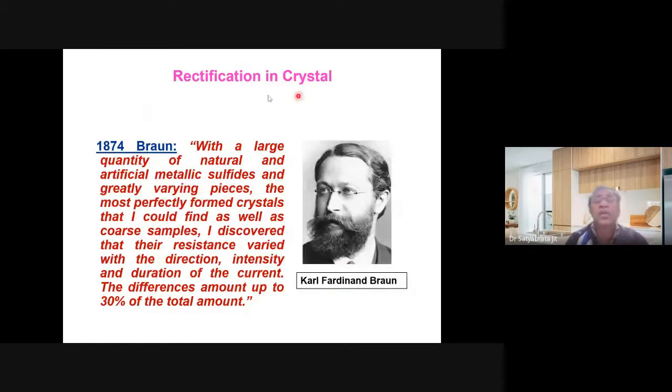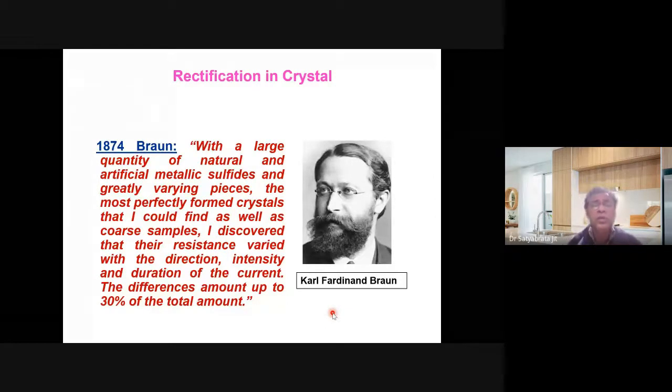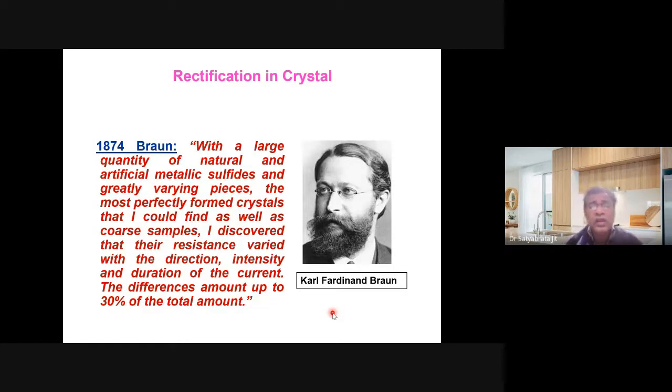Now, from the device point of view, rectification in crystal was observed by Brown in 1874. What he did, he used some metallic sulfides of various pieces, and by connecting the electrodes on the two sides of the metallic sulfides, he observed that the current in one direction was more, and in the other direction it was less. So that was one kind of rectifying characteristic that we use for the diode. And we have seen that for a diode, in forward bias the current is very large, and in reverse bias the current is very small.